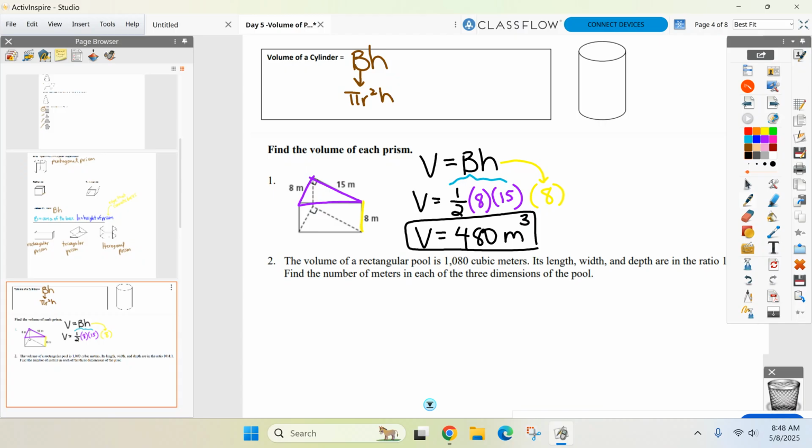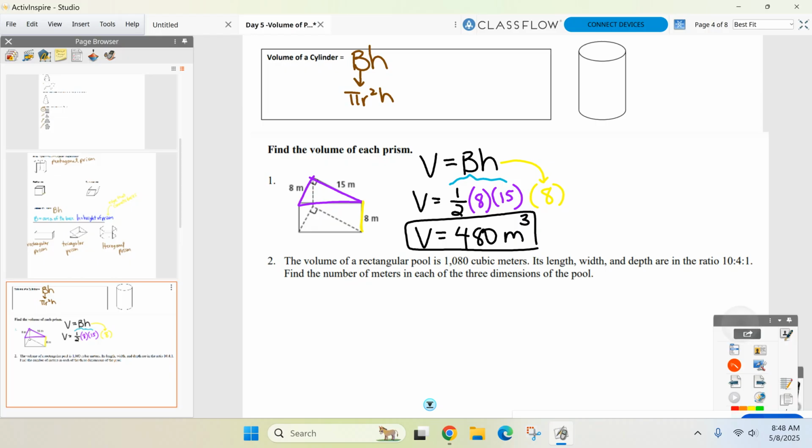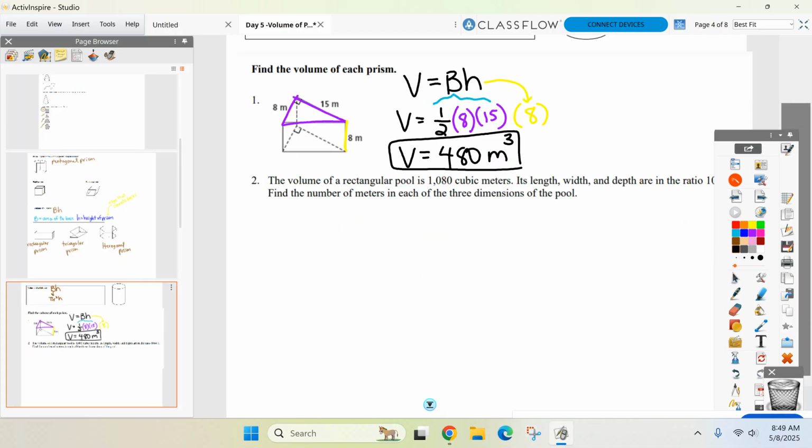Let's go to a rectangular pool. I told you the volume was 1080. And we're given its dimensions are in a ratio of 10 to 4 to 1. Find the length, width, and depth. All right, if you want to draw the pool, go ahead, a rectangular. I'm only drawing it because that's the only thing I can do well artistically.